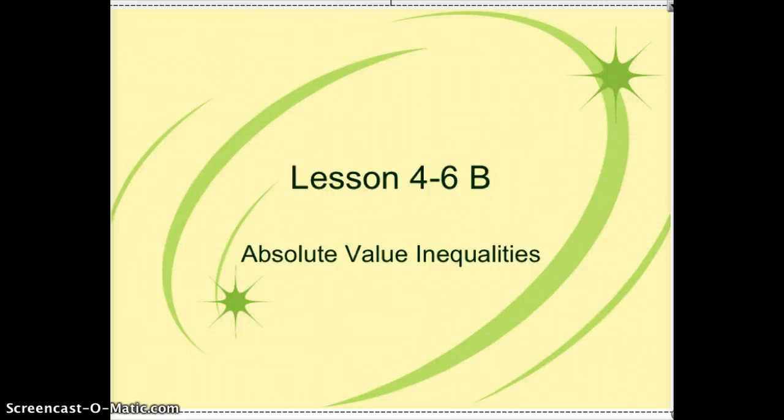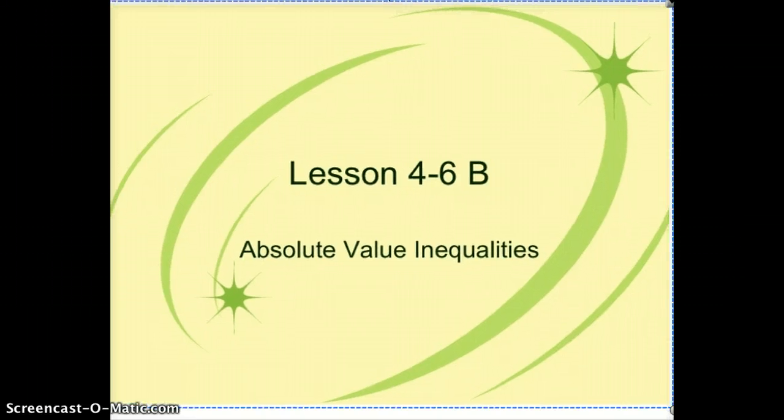Today we're going to expand what we learned with absolute value equations and move on to absolute value inequalities. I am going to ask you to do a lot of thinking today, so please try to make sure you're working through the problems before you're just looking at what I write.